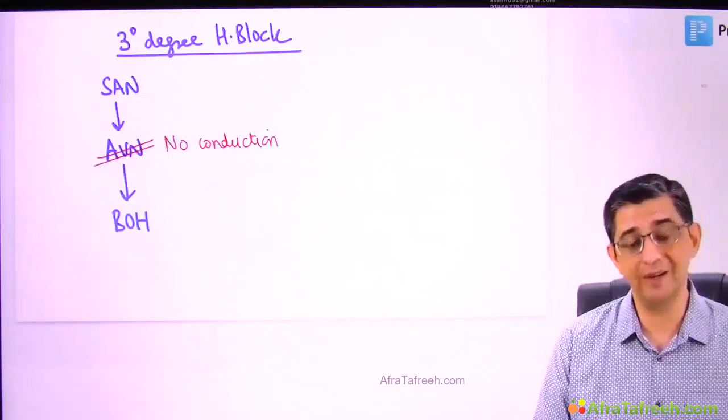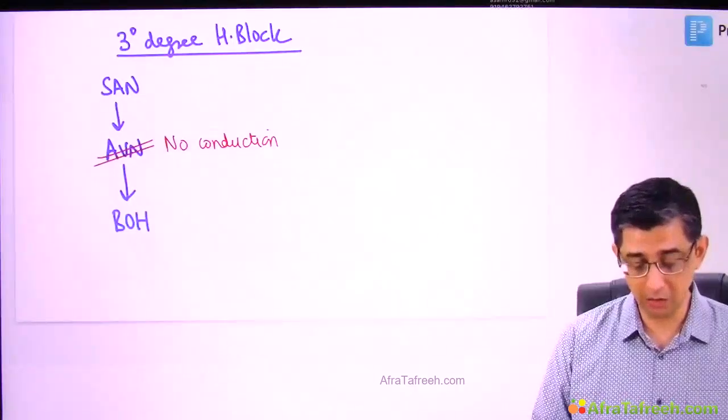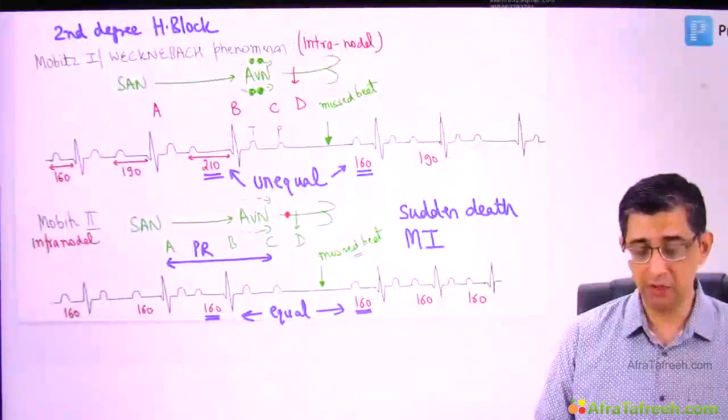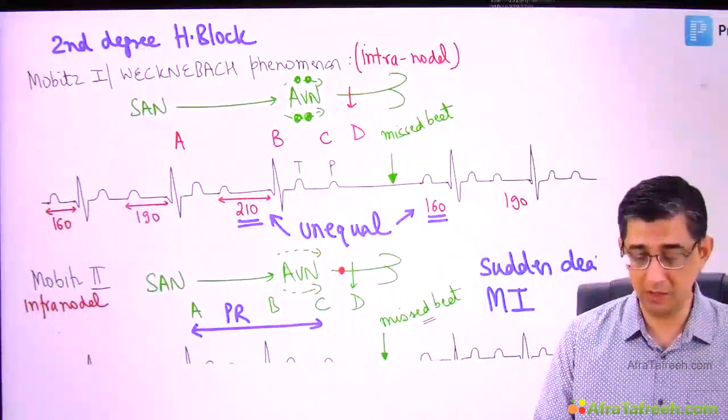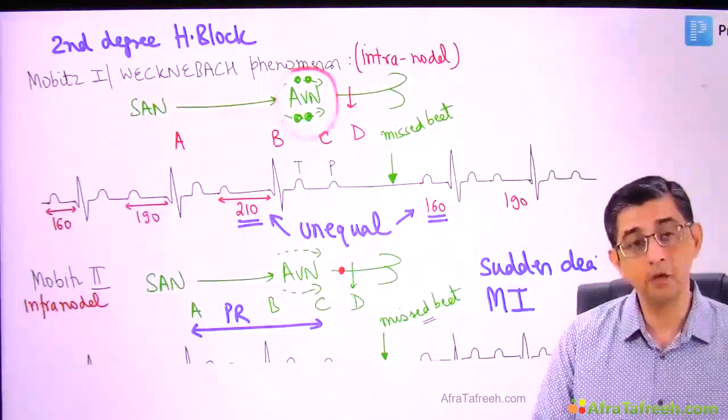Remember, in Mobitz heart block, I had said the word intranodal. I'll just go back to my previous slide. You can also see that in Mobitz 1, the damage has been shown precisely in this area, that is the AV node per se. So what is the difference?